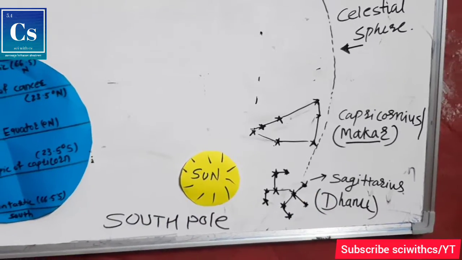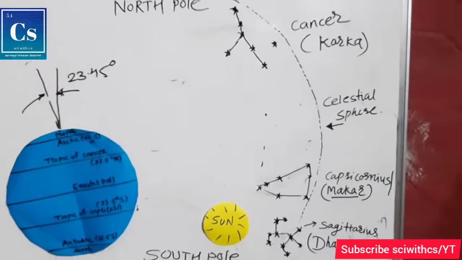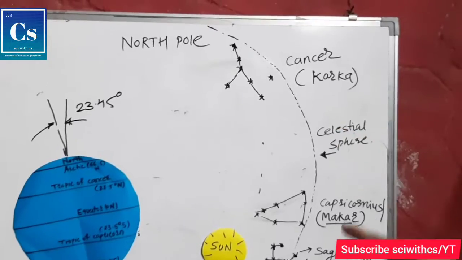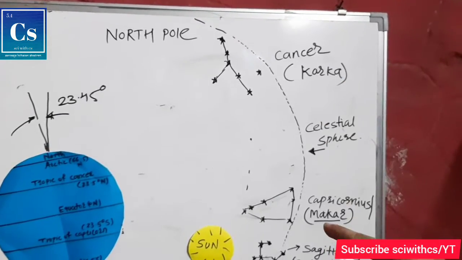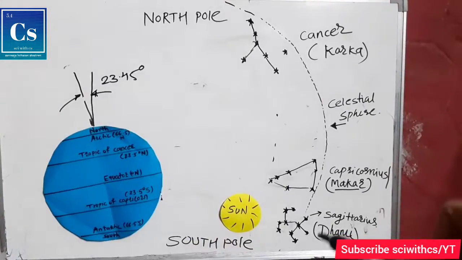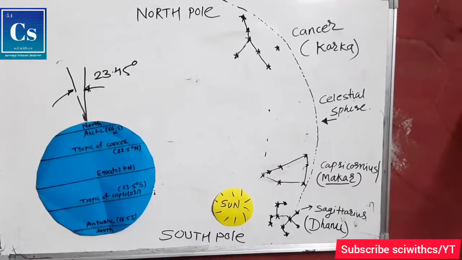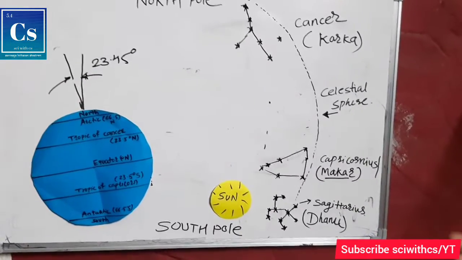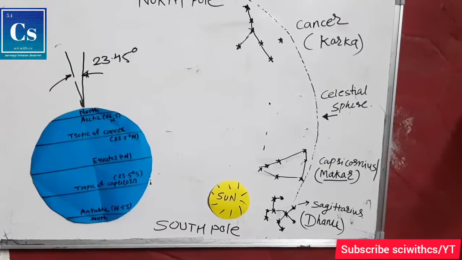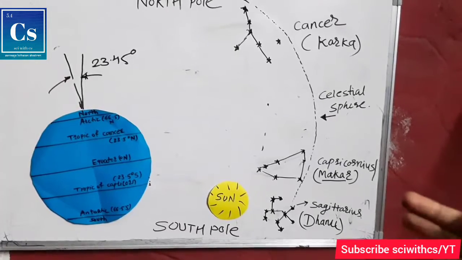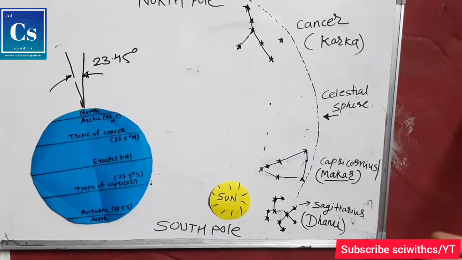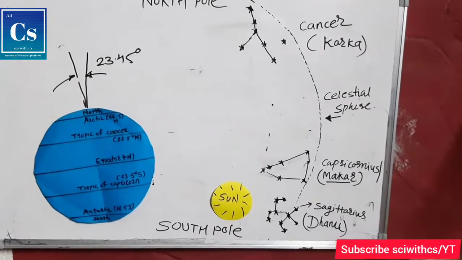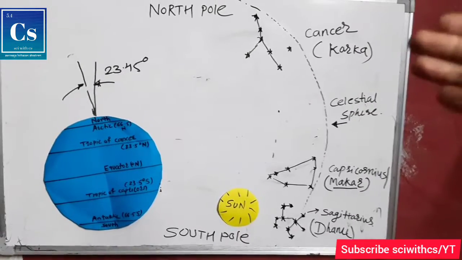So this is the sun you can see, and this is the celestial sphere, which I have represented by the dotted line. The celestial sphere is actually an imaginary sphere on which we assume that all the constellations, like Capricornus, the Makar constellation, Sagittarius, the Dhanu constellation or Dhanu Rashi, or the Cancer constellation, the Kark Rashi, are placed.